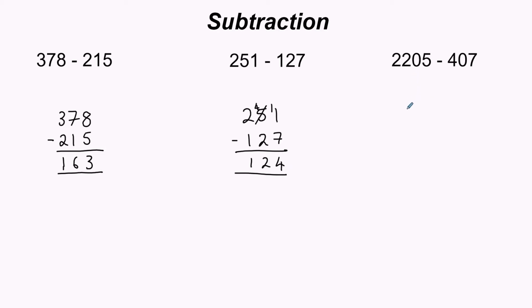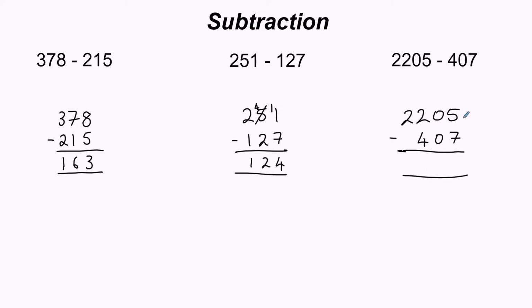You can see here we've got a slightly bigger number to start off with, but we're laying it out the same way. So 2,205, minus, and this is where you've got to be careful, it's got to line up from the right hand side. So here we've got 407, so that's a hundreds number. This is our hundreds column here, this is our thousands. So we're going to put the 4 under the hundreds column, the 0 under the tens, and the 7 under the ones. And that will give us our subtraction.